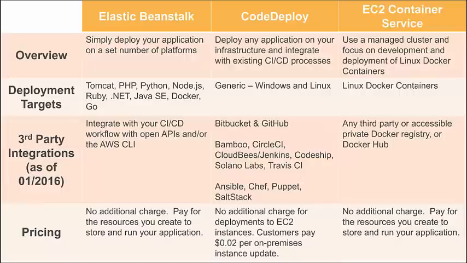Finally, it's important to discuss the costs about these services. For all three services, there is no additional charge for deployments in AWS. You pay for the resources you create to store and run your application. For AWS Code Deploy, though, when deploying on-premises, customers do pay 2 cents per on-premises instance update.